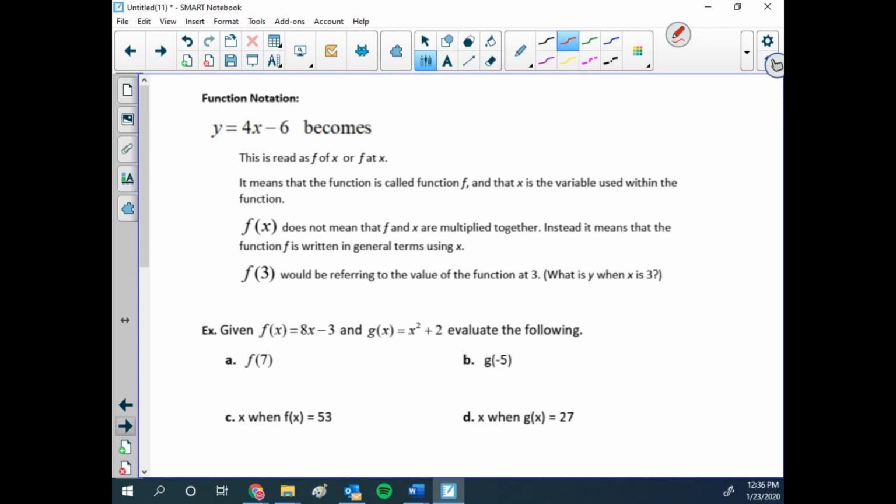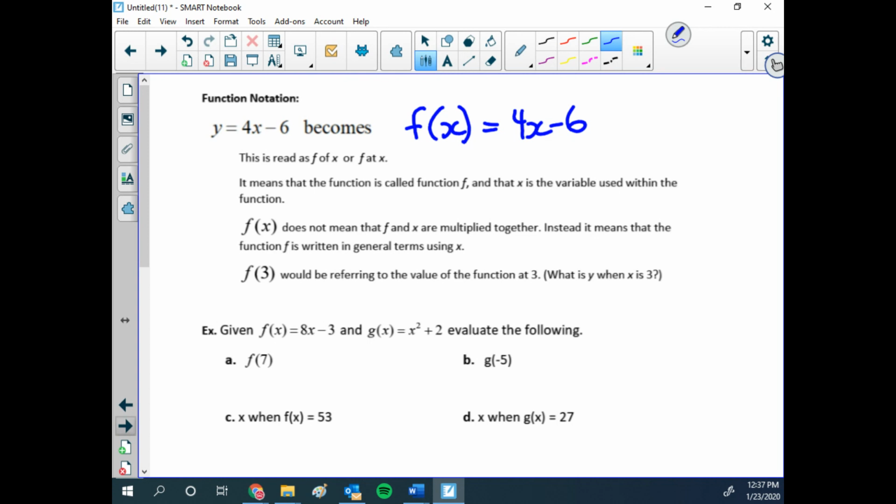And so a regular function like y equals 4x minus 6 is just going to become f of x equals 4x minus 6. So the equation itself doesn't change. All that's changing is what it equals. So we change it from y equals to f of x equals, or g of x equals, or w of x equals. It doesn't really matter what that first letter is.